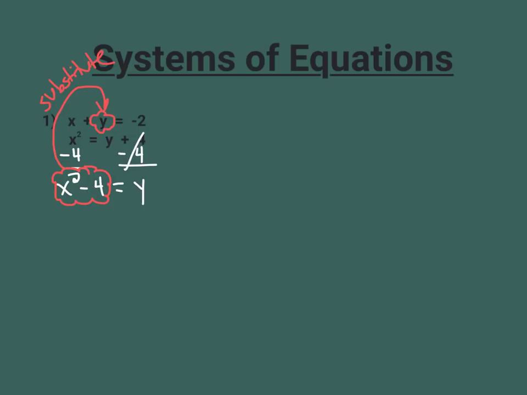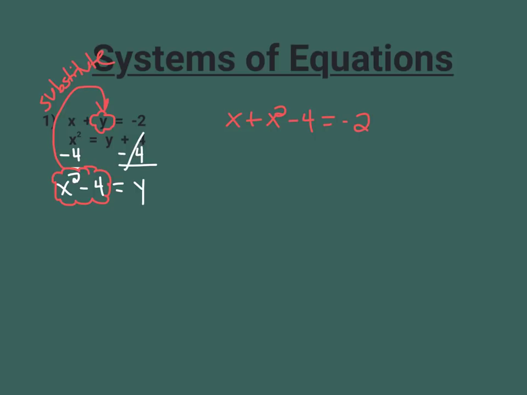So now instead of this equation being x plus y equals negative 2, we will have x plus what y is equal to, x squared minus 4, being equal to negative 2. Again, what I did was I took what y was equal to and substituted it in for y into this equation. So we have x plus x squared minus 4 equals negative 2. And now that we have an equation with just x's in it, with one variable, we can solve.